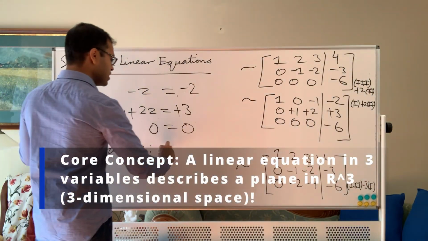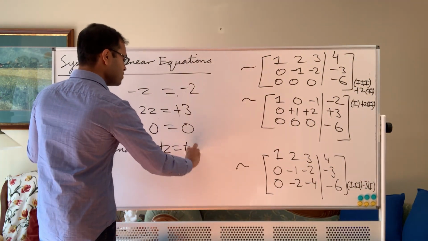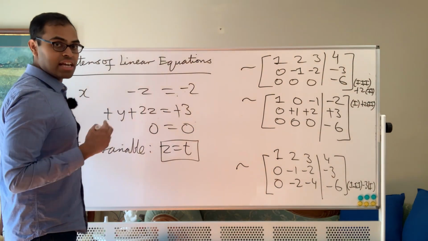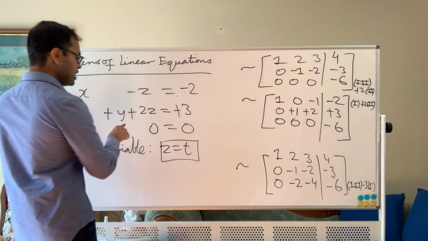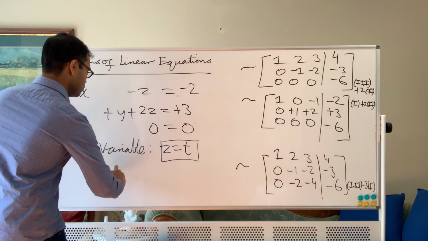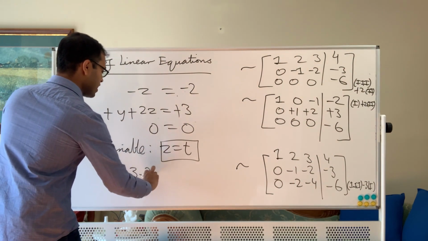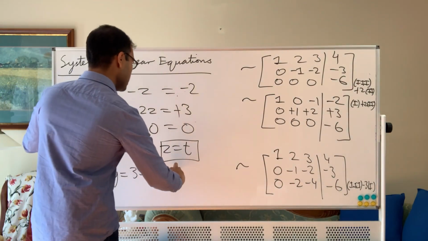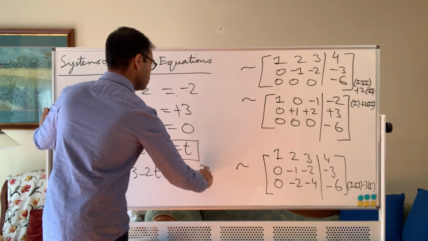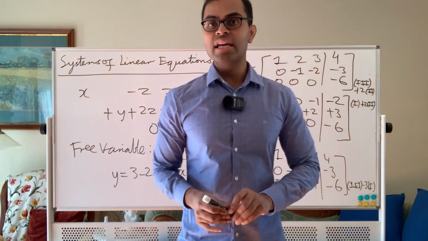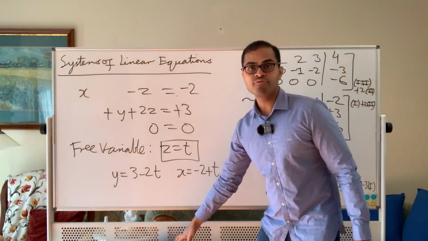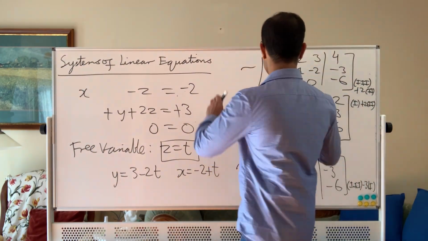And the free variable is, we said z is equal to t. What that means is that z can be anything, okay? Because the third equation has become redundant. So once z is fixed as t, then y is going to be 3 minus 2t. So y is going to be 3 minus 2z, which is 3 minus 2t, and x is going to equal minus 2 plus t, okay? So that's going to be x and y in terms of z. So we're going to get the parametric form for a line. Okay, that's going to be the solution.